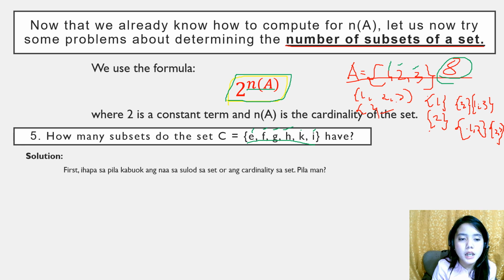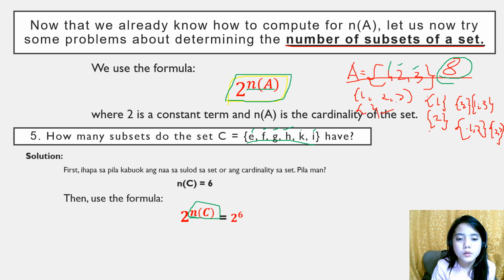So, first, ihapa sa pila kabuok ang nasa sulod sa set or ang cardinality sa set. Pila man? Okay, we have 6, right? 2, 4, 6. Okay, so that will be your N of C. Okay, so then we use the formula. Okay, 2 raised to 6. Ilisan lang nato ni si N of C og 6 kung pila ang cardinality or pila kabuk ang nasa sulod.